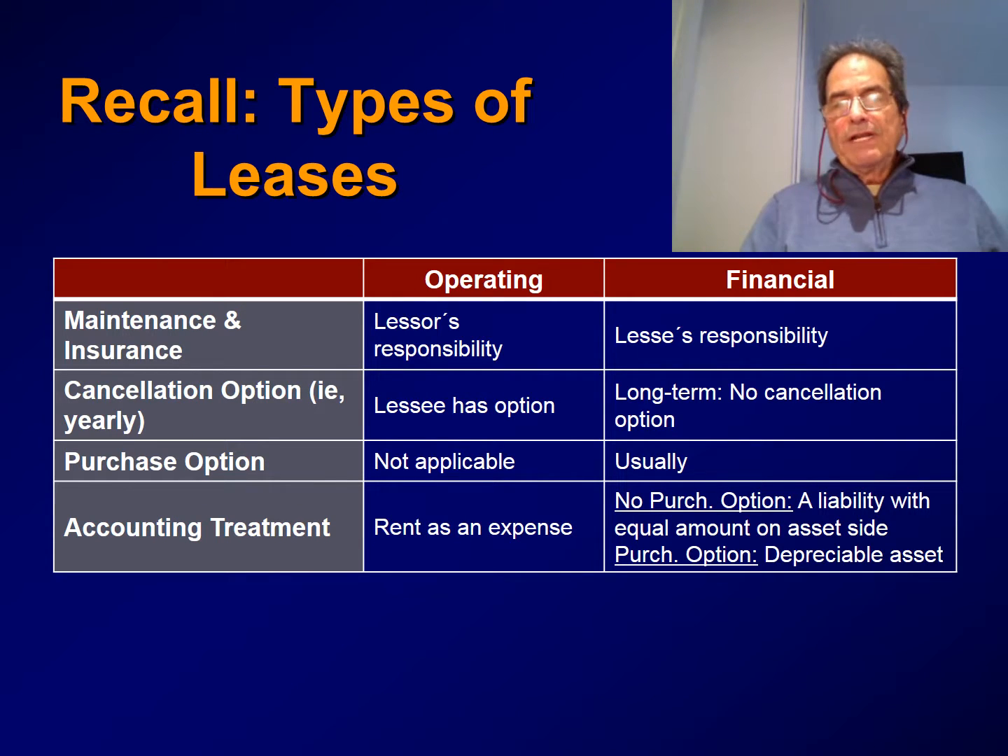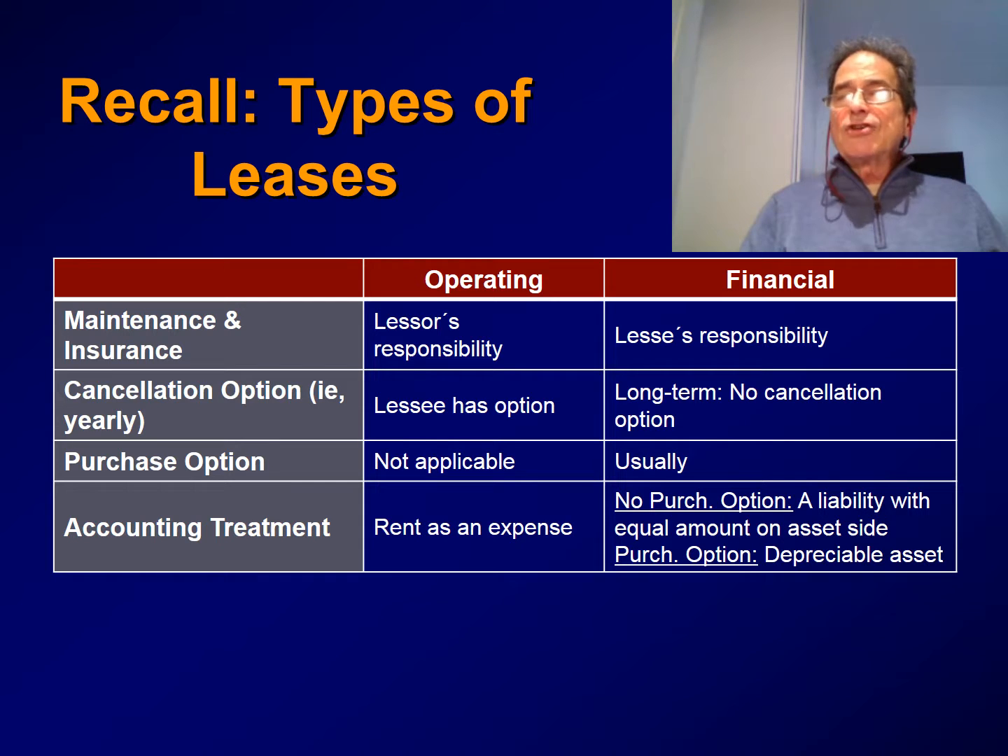Recall the different types of leases. Basically, we have two types of leases: operating leases and financial leases. In the operating lease, maintenance and insurance expenses are the lessor's responsibility, whereas in the financial lease, they are the lessee's responsibility.